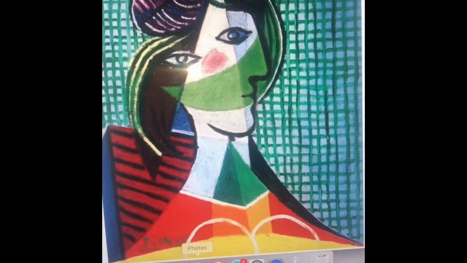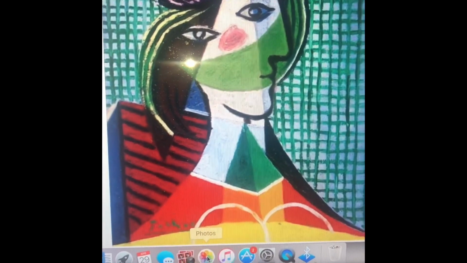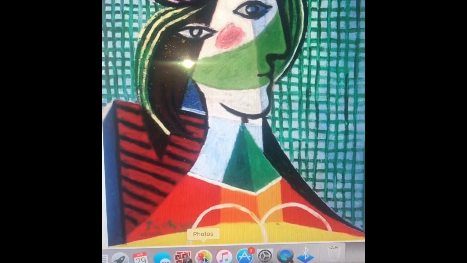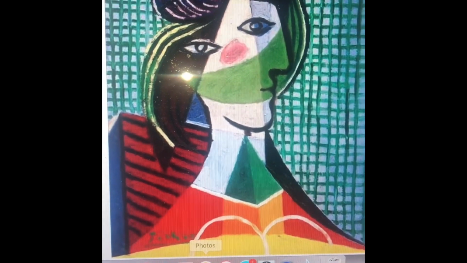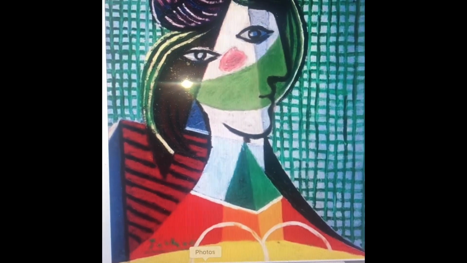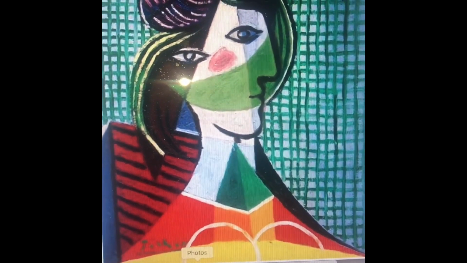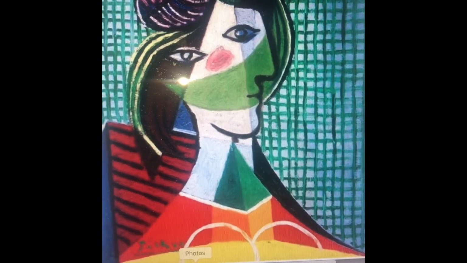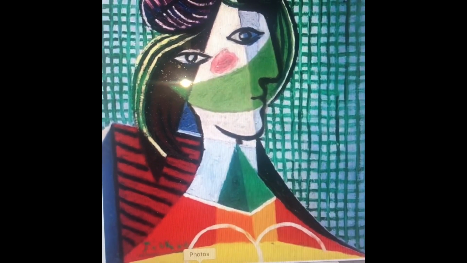Instead of just painting it from the front, Pablo Picasso painted the eyes so that they're looking at you from the front, but look at the way that he painted the nose and the mouth. It looks like you're looking at the face from the side view.